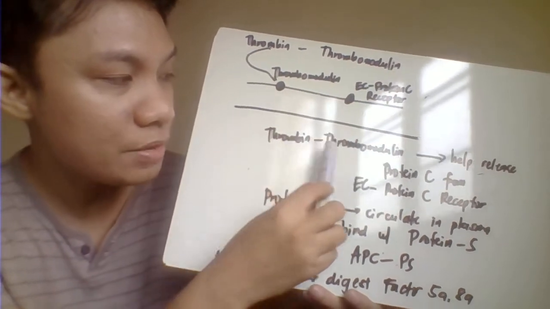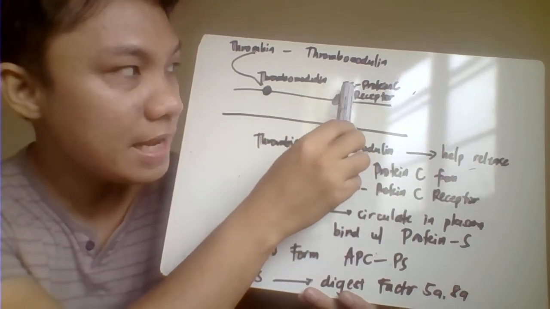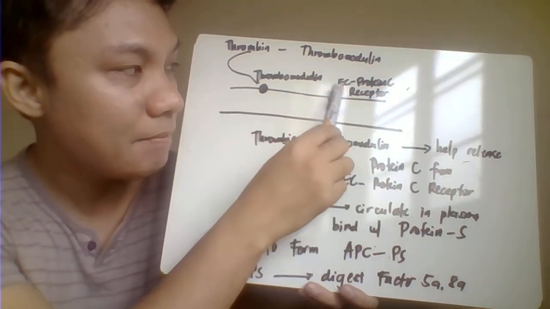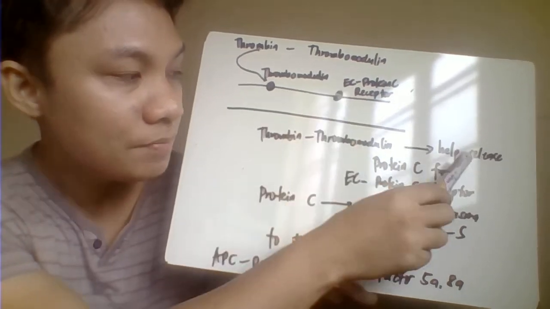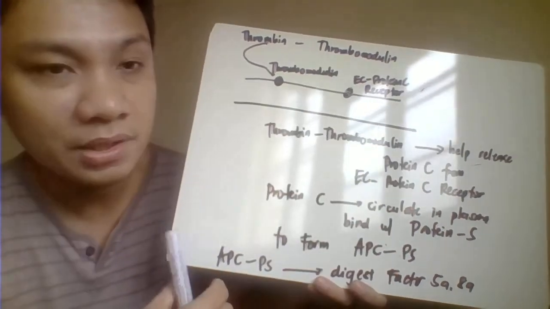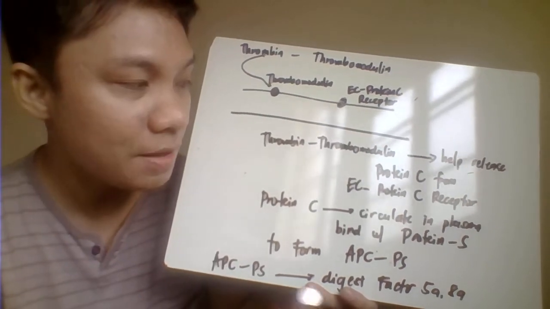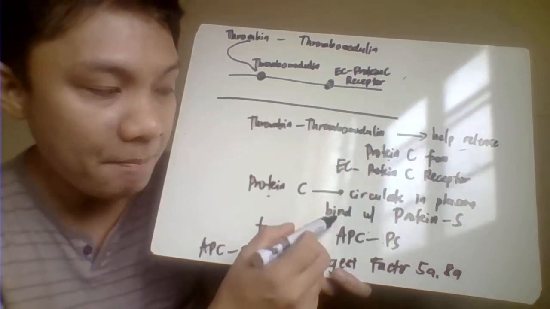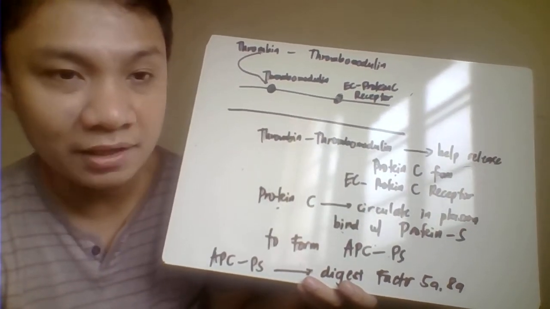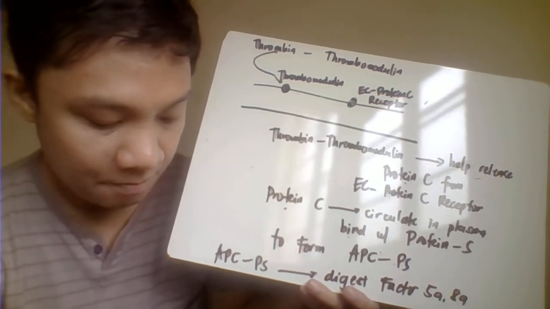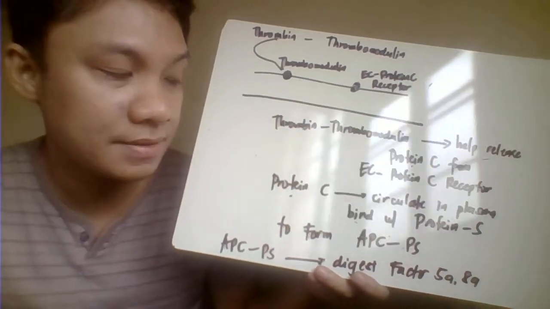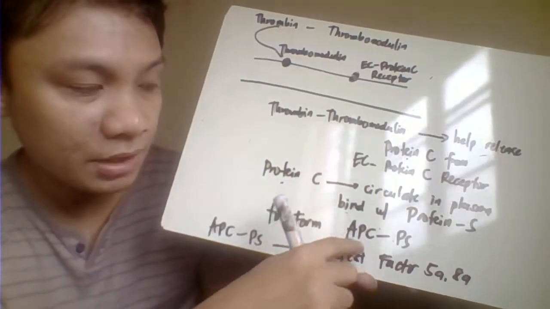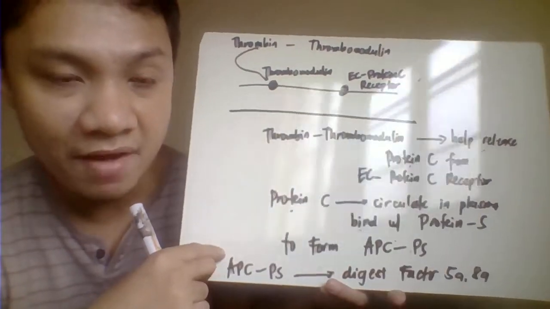So, pag nagkaroon ka ng thrombomodulin, this is your endothelial cell protein C receptor. Again, pag nagkaroon ka ng thrombomodulin, ma-activate ito. Pag na-activate ito, mag-release siya ng protein C. Pag nag-release ito ng protein C, ang protein C natin pupunta sa plasma, sa circulation natin, magbabind siya kay protein S kasi kanyang cofactor ang protein S. Pag nagkaroon ng protein S, protein C complex, that becomes your APC protein S complex. Ang gagawin ni APC protein S complex, papatayin niya ang activated factor 5 and factor 8.